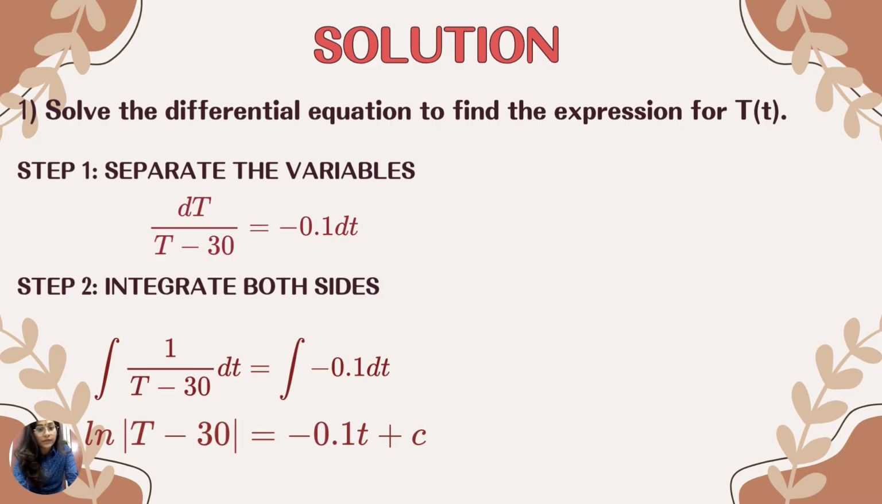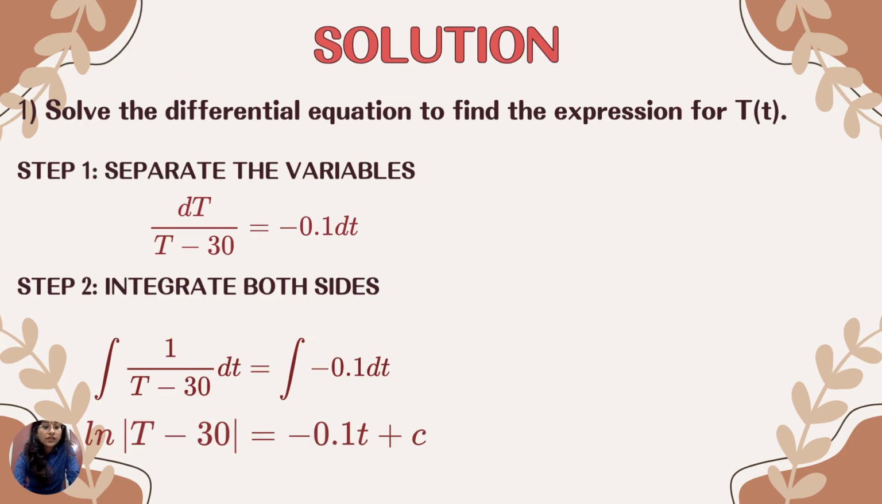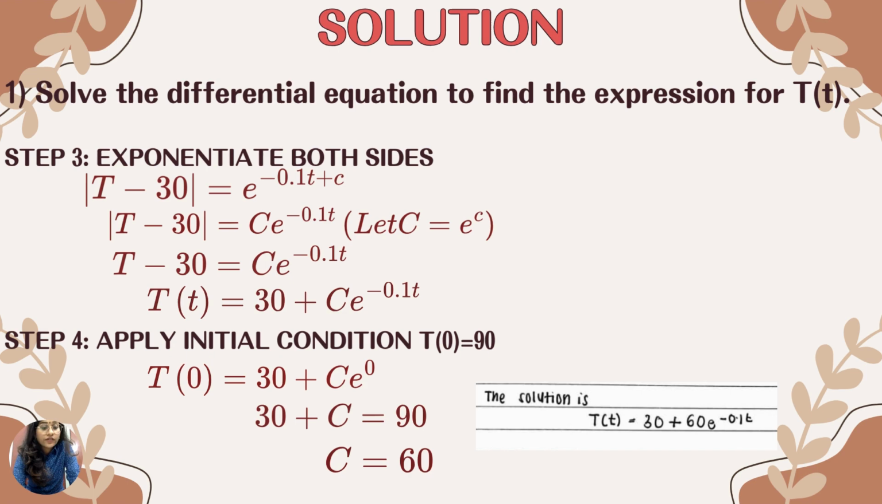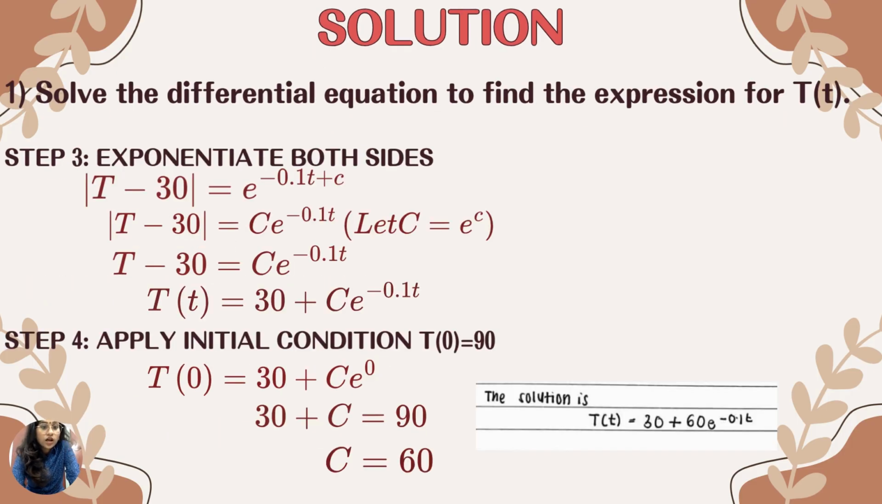The next step is to exponentiate both sides, because as you can see there is an ln here. The ln on the left hand side becomes an exponent on the right hand side, and negative 0.1 t plus c becomes the power of the exponent. So T minus 30 equals C e to the power of negative 0.1 t.